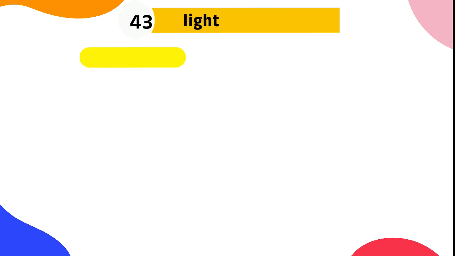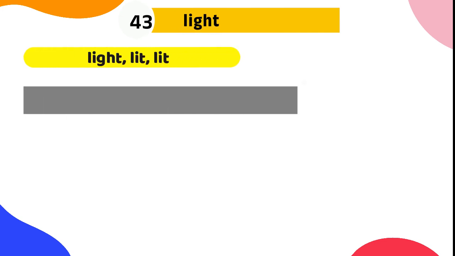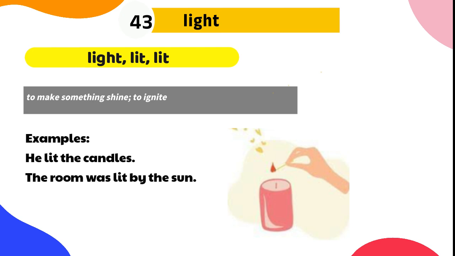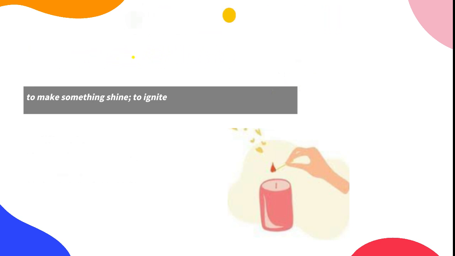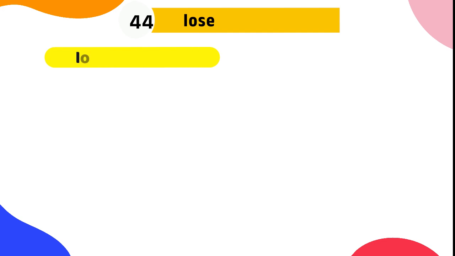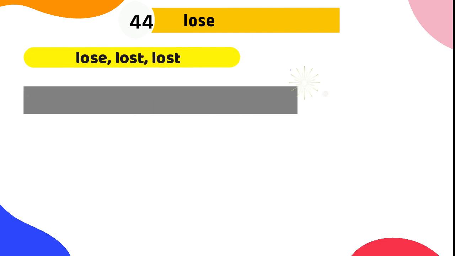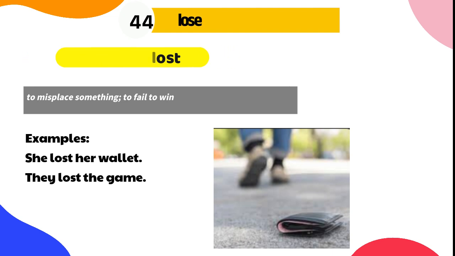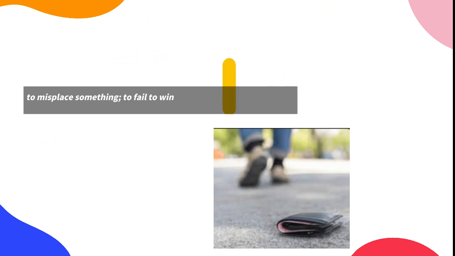Light, lit, lit. Meanings: to make something shine, to ignite. Examples: He lit the candles. The room was lit by the sun. Lose, lost, lost. Meanings: to misplace something, to fail to win. Examples: She lost her wallet. They lost the game.